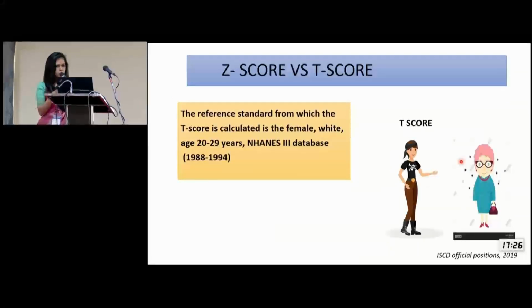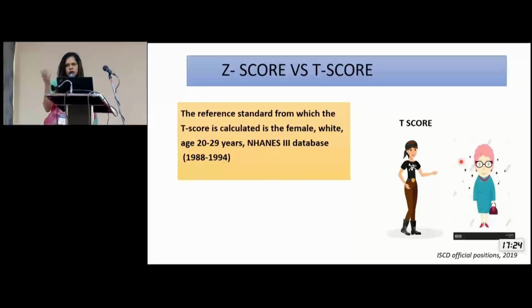Now, when we do the T-scores in our machine, whether you are using the GE machine or the Hologic machine, you should know that the reference standard used to calculate the T-score is the female white database, the Enhanced 3 database, which uses females aged 20 to 29 years. This was a study conducted from 1988 to 1994, based on data of about 14,000 individuals. This should be kept in mind when you're interpreting the T-score.